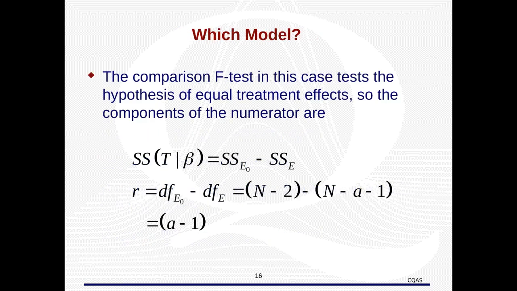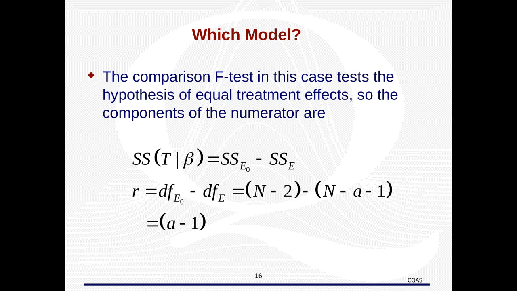Having established the mechanics of the comparison F-test in the previous slide, we now turn to the critical question of model selection. The test we construct here specifically evaluates whether treatment effects are equal across groups. This is our primary research question, and it directly determines what we place in the numerator of our test statistic. The numerator captures the reduction in sum of squared errors when we move from the reduced model, which imposes the equality constraint, to the full model, which allows treatment effects to vary. We scale this reduction by the degrees of freedom difference between the two models to obtain our mean squared difference.